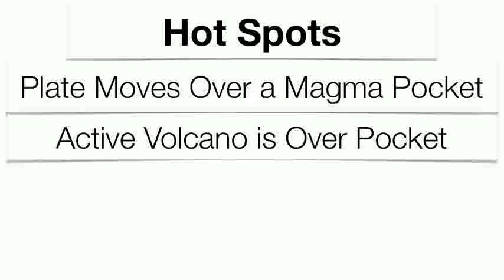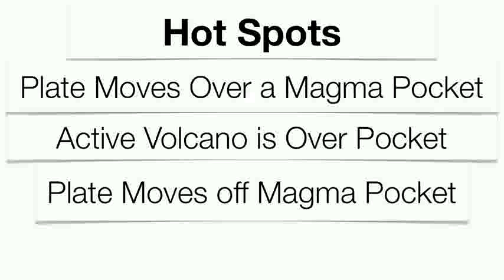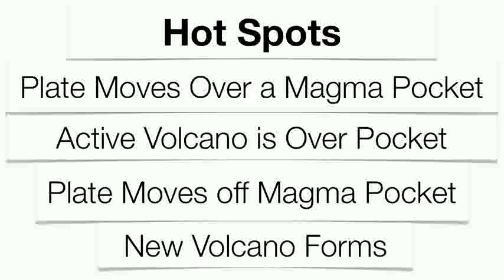What happens is the plate moves and the active volcano moves with it. So that volcano becomes inactive as the plate moves off the magma pocket. What happens here is that a new volcano will pop up behind the inactive one now. And this happens over and over and over again. You tend to get a string of volcanoes with the only one that's active being the one that's over top of the magma pocket. That's essentially what a hotspot is.